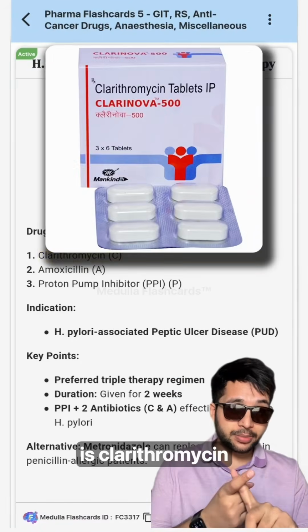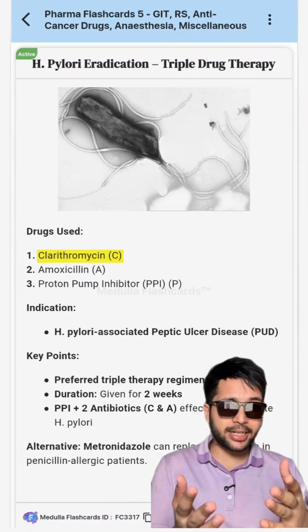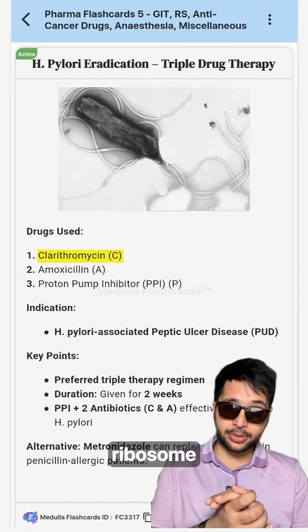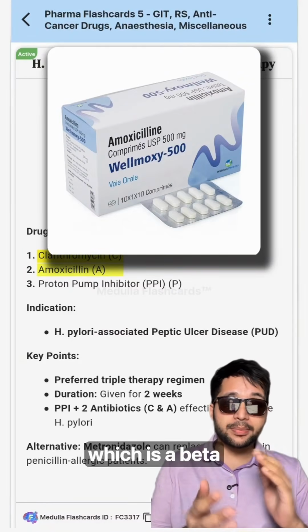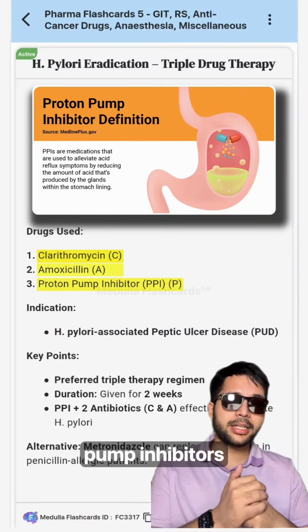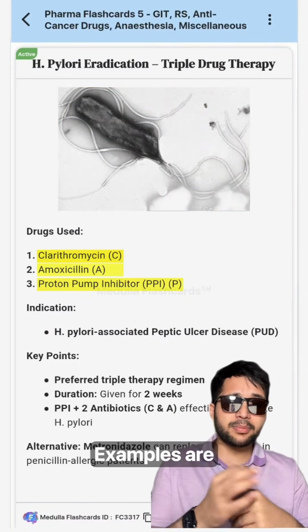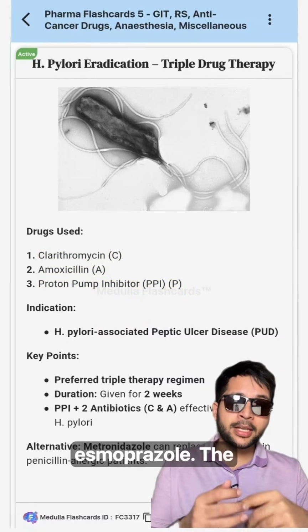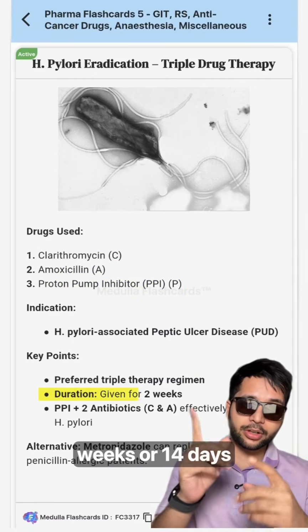So first is Clarithromycin for C. Clarithromycin is a macrolide antibiotic. It inhibits by working on the 50S ribosome. Then we have Amoxicillin, which is a beta-lactam antibiotic and it inhibits cell wall synthesis. Then we have the proton pump inhibitors, the PPIs, which we commonly say. Examples are omeprazole, pantoprazole, esomeprazole. The duration of this regime is 2 weeks or 14 days.